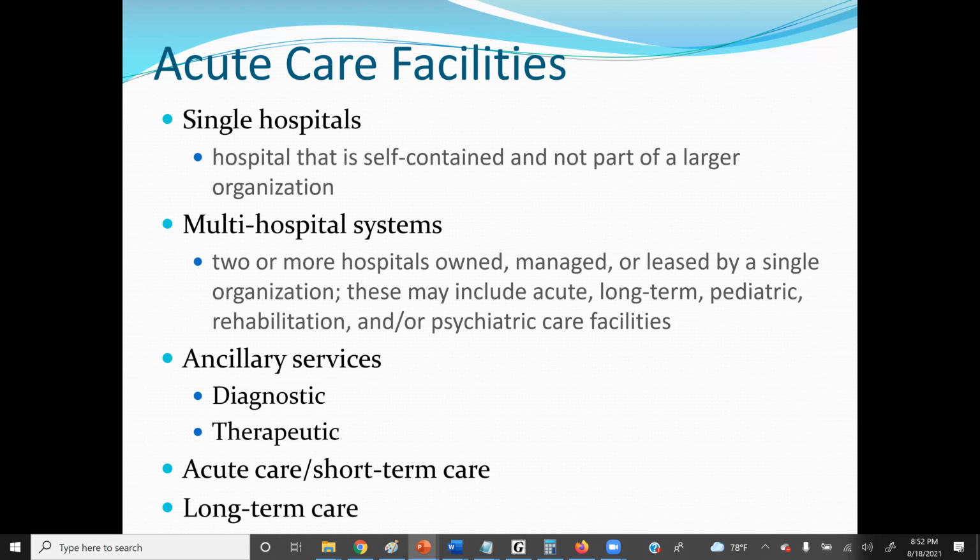A multi-hospital system can be two or more hospitals owned, managed, or leased by a single organization. This can be in the form of a corporate setting. This may include acute, long-term, pediatric, rehabilitation, and or psychiatric care facilities. Ancillary services are diagnostic and therapeutic. Also, we have the acute care or short-term care. We also have long-term care.